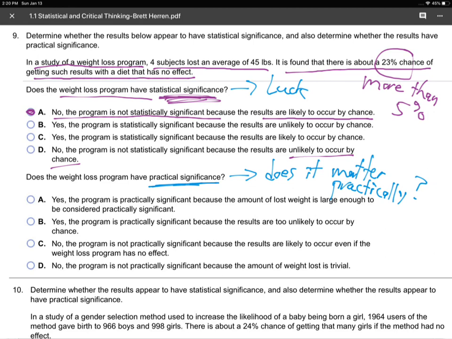How much weight did they lose? 45 pounds. That's something, isn't it? If I lost 45 pounds, you'd notice. So 45 pounds is a chunk. That's practically significant. So, yes, it has practical significance because the amount of lost weight is large enough to be considered significant. If somebody said, I've got this weight loss program, on average people lose 45 pounds, you wouldn't say, oh, that's nothing. 45 pounds, that's something, right? What was the other yes there? Yes, the program is because the results are too unlikely? No, so it's that. Am I making sense?